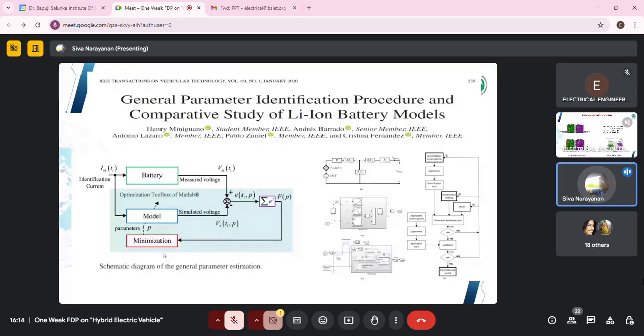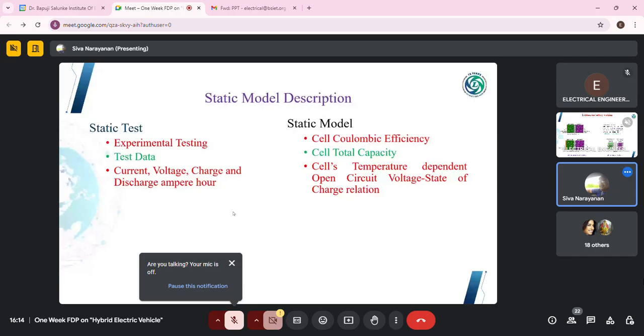So the main idea is that the model's parameters have to be tuned in such a way that the error between the experimental voltage and the simulated voltage must be 0 or minimum. So this is how the entire process works. Okay. So how the static and dynamic test work, then we will discuss.